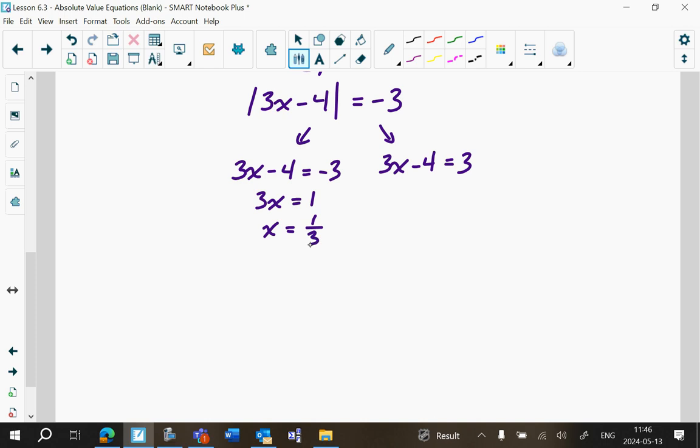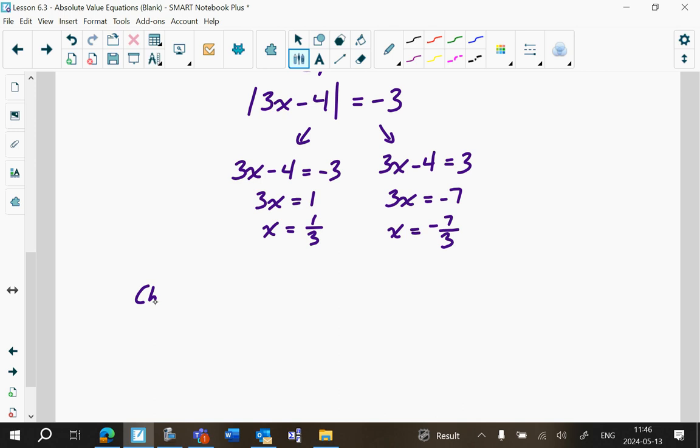That's a potential solution. Subtract 4 from both sides, I get 3x is equal to negative 7. Divide both sides by 3, I get x is equal to negative 7 over 3. That's another potential solution.